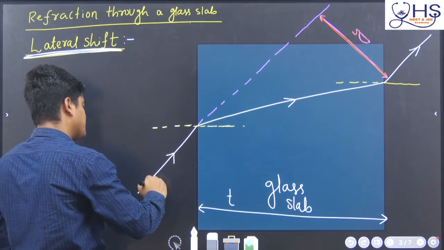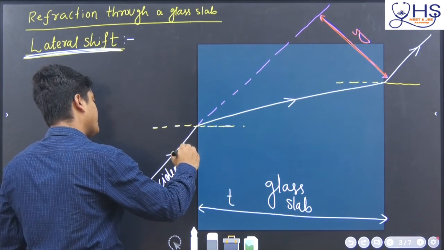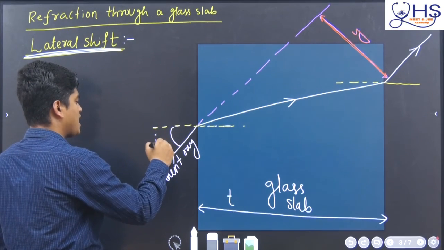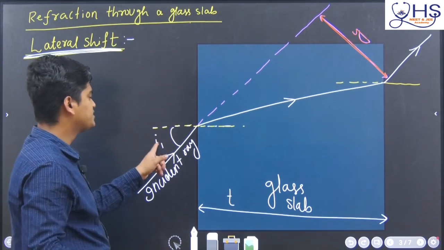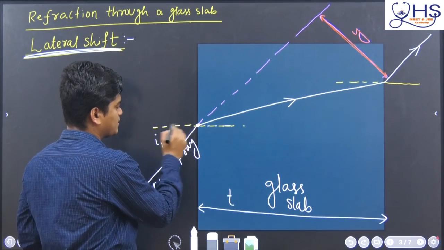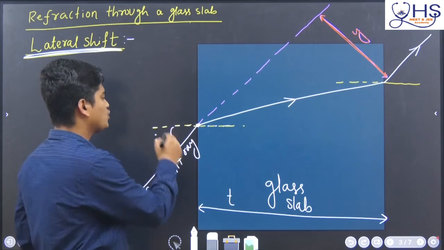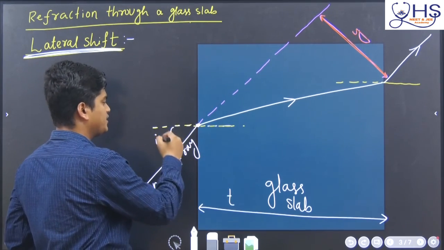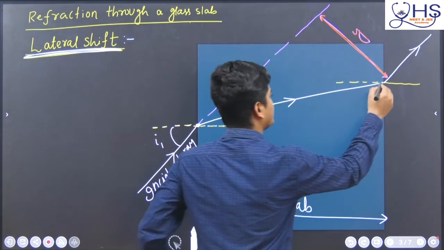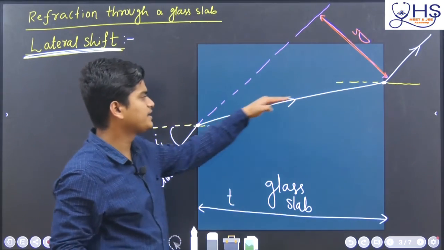So this is your incident ray, and it is making an angle I1, that is the incident angle or angle of incidence. Here this is the normal actually. So when a light ray is coming into a different medium, we have to make a normal, and here it is I1. Now this light ray is deviating here and hitting another surface here. So this is a refracted ray.